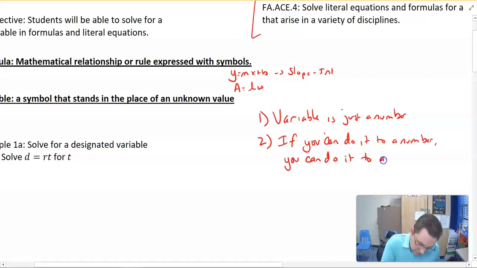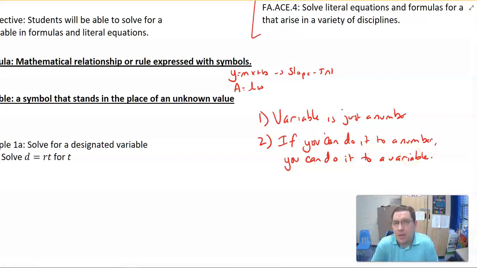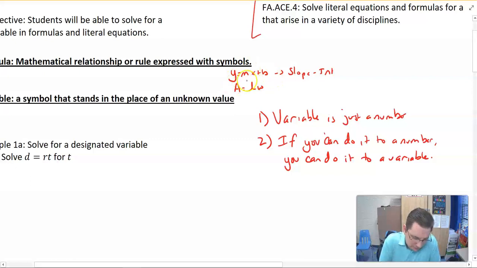a variable. So if I were to replace, like in y equals mx plus b, a 3 for the m and a 5 for the b, and we wanted to subtract 5 from both sides, I would subtract 5 and move it across the equal sign. But if I wanted to solve y equals mx plus b with the b there, then I just subtract the b. Because if I can do it to a number, I can do it to a variable. And so we're going to look at a couple of examples of how we solve for specified variables.